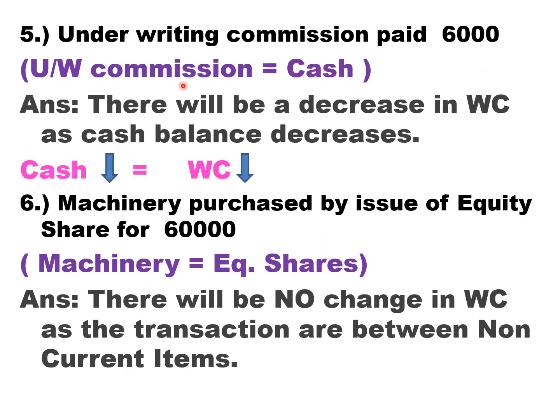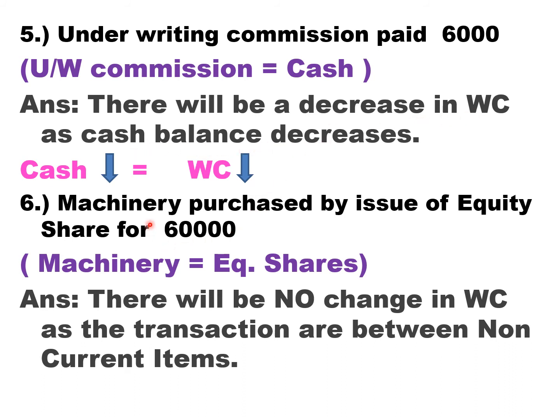Fifth one, underwriting commission paid 6,000. The two accounts are underwriting commission and cash account. Underwriting commission is an expense and cash goes out. So there will be a decrease in cash because cash is paid. So decrease in cash will result in decrease in working capital. Answer: there will be a decrease in working capital as cash balance will decrease.